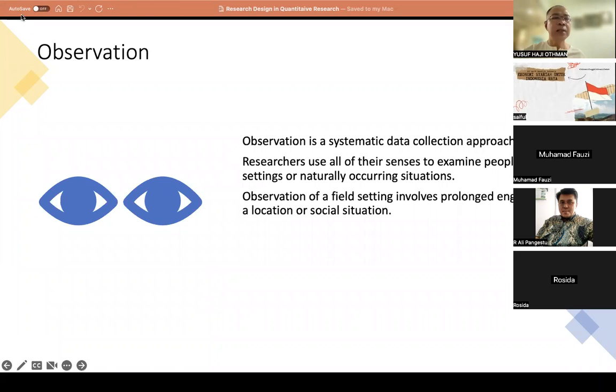Next is observation. Observation is a systematic data collection approach. Observation is one of the techniques used in qualitative research.